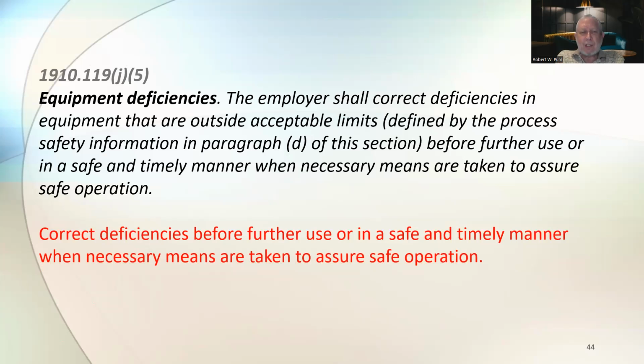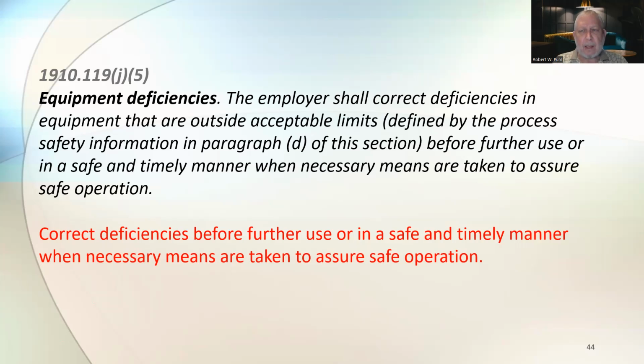The employer shall correct deficiencies in equipment that are outside acceptable limits, again, defined by the process safety information in paragraph D of this section, before further use or in a safe and timely manner when necessary means are taken to assure safe operation. Now, you notice how they kind of build on stuff here. They go back to some of these things, process safety information, that type of thing, in other sections, and that makes a lot of sense. This is not a haphazard little bit of regulations written. It's written as a whole, but they're broken down into sections for your convenience, so you can look at each one. But they have to be taken together as a whole to be effective.